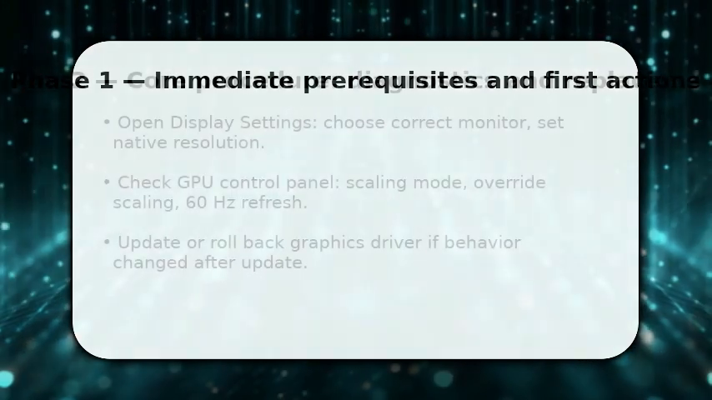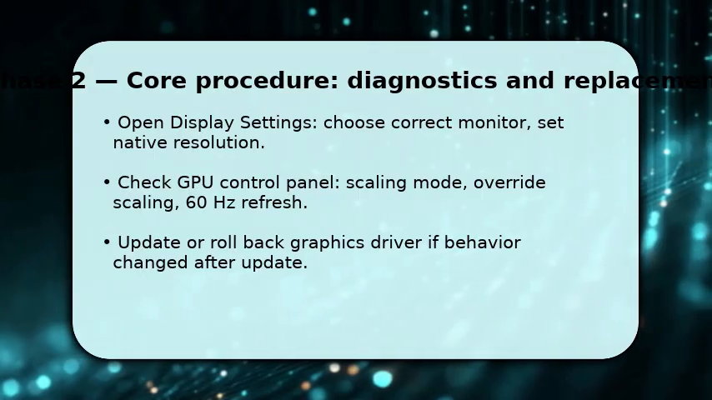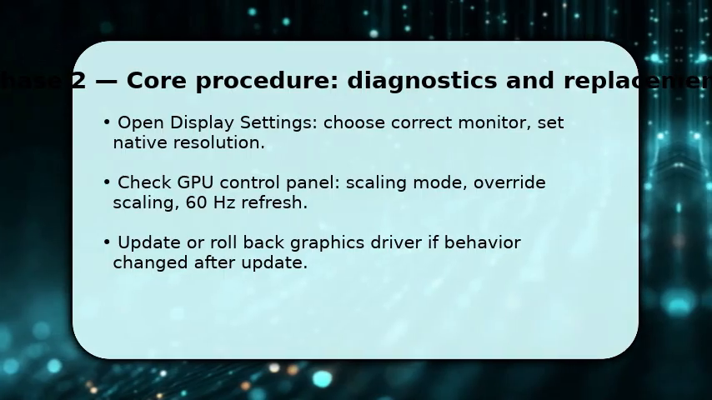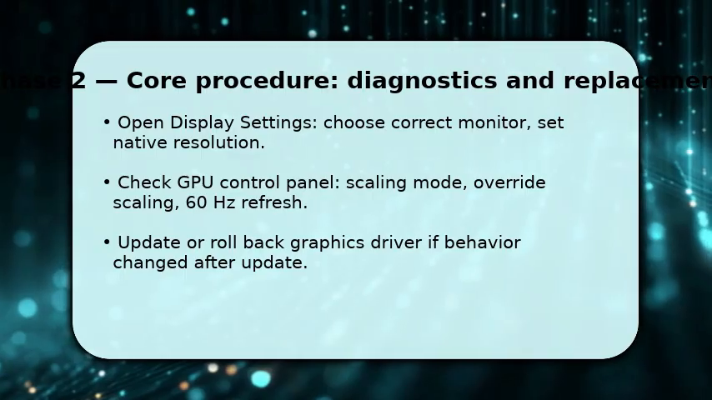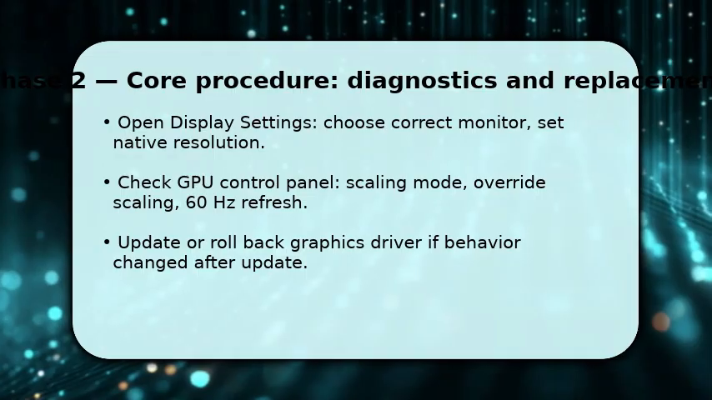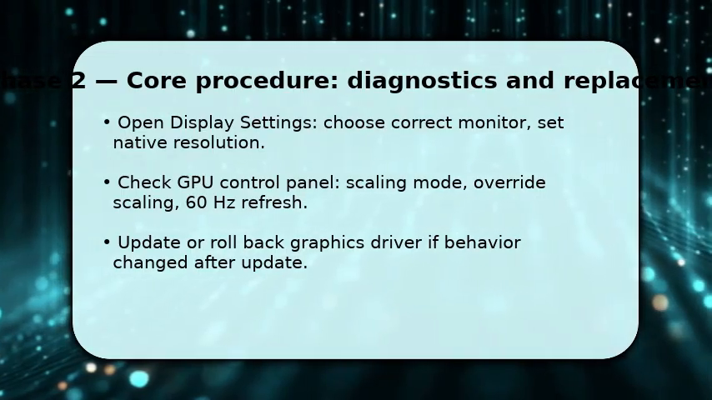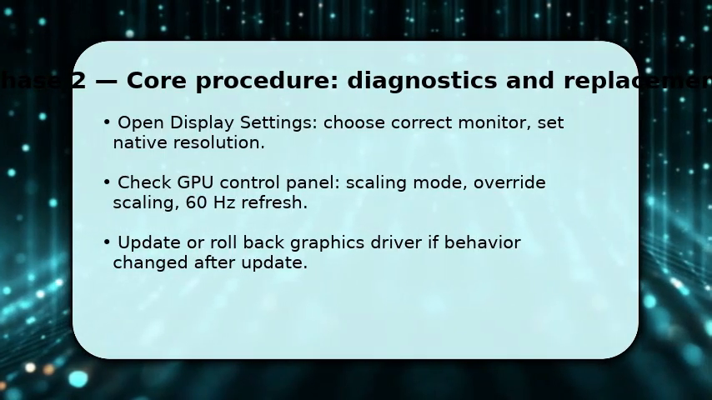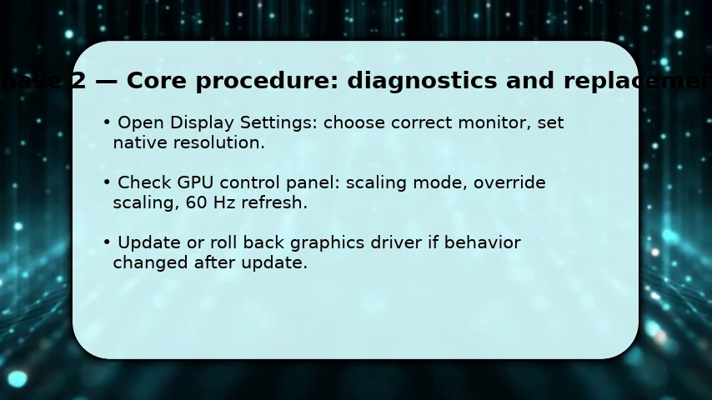These steps help immediately. Next, you move into System Settings and the GPU control panel to fix mismatches. Open Display Settings and explicitly select the problematic monitor, then confirm the native resolution and refresh rate, such as 60 Hz. In your Graphics Control panel, set scaling to maintain display scaling or full screen and disable overrides that force desktop resizing. If the issue began after a driver update, update to the latest or roll back to the previous stable driver. This addresses driver-induced scaling quirks.